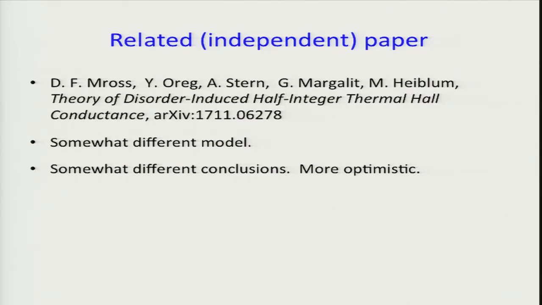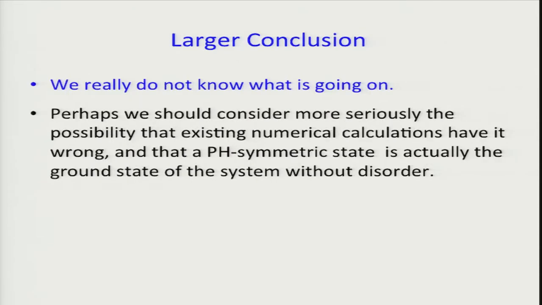I'm not sure the conclusions are all that different, but they're more optimistic than we are. So you could say maybe we're unduly pessimistic, but I think you probably agree with the logical conclusion that we really don't know what's going on, and this is a mystery, a renewed mystery, that we need to think about, and it may be that we have to consider more seriously the possibility that all these numerical calculations are not right.